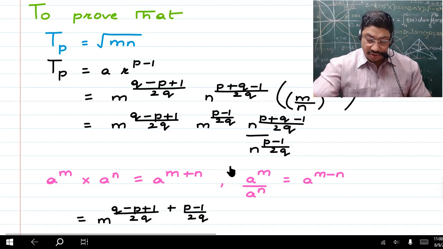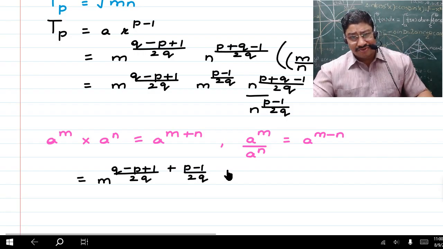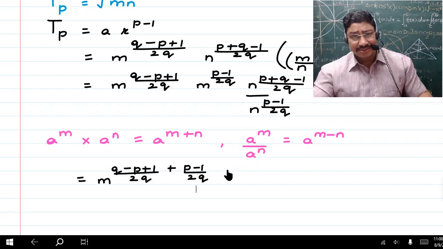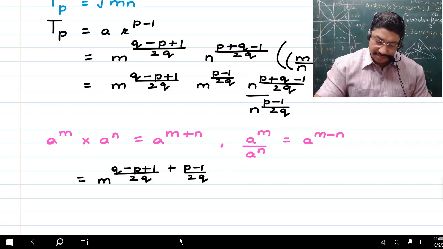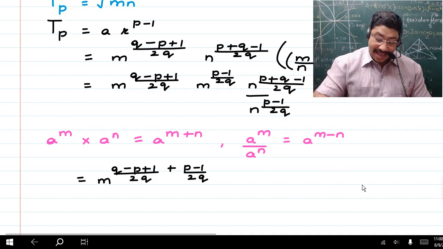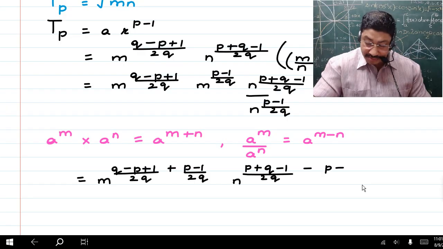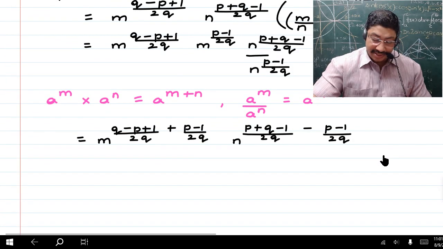Next, children, if we talk about n, we find that one number which represents n raised to some power is divided by another which is n raised to some other power. So by looking at the second rule, we will write n again, and its power will become the difference of both of these numbers, that is (p plus q minus 1) divided by 2q, and from that, children, is subtracted (p minus 1) divided by 2q.